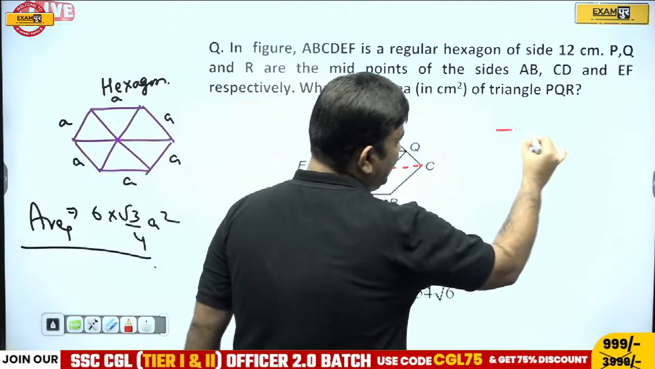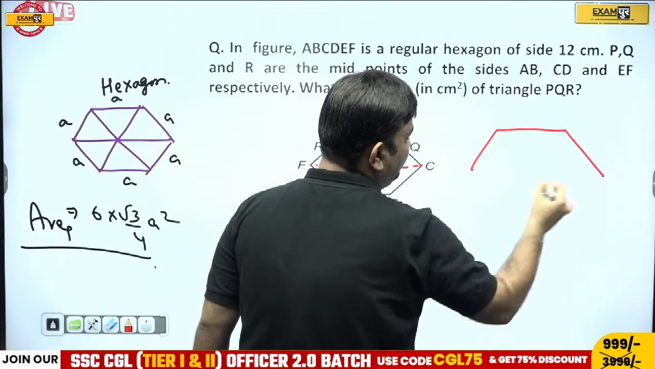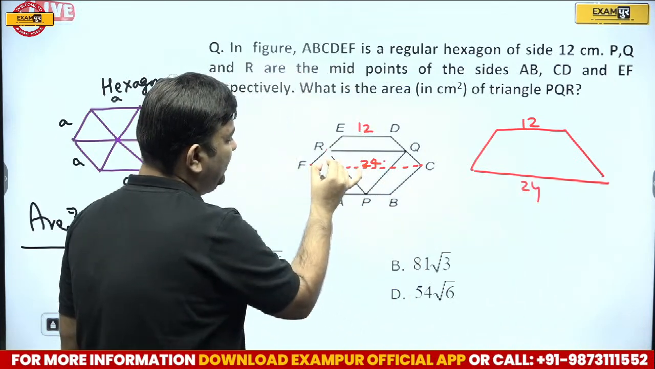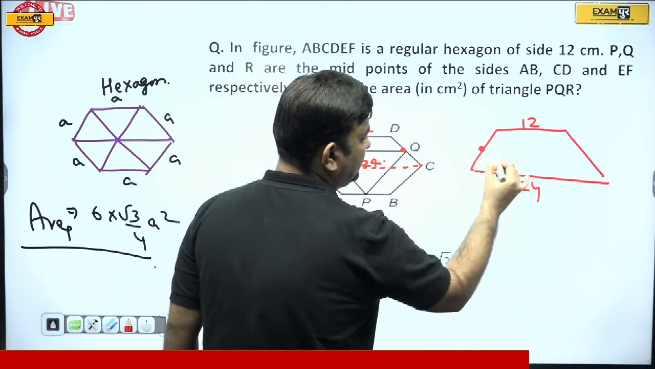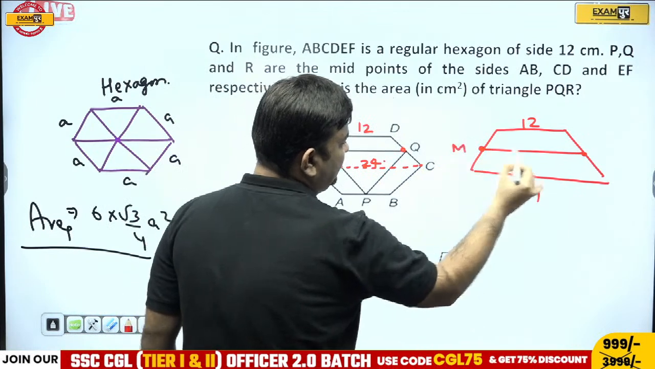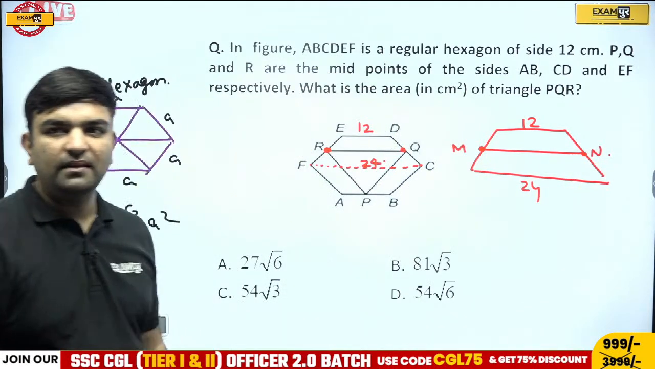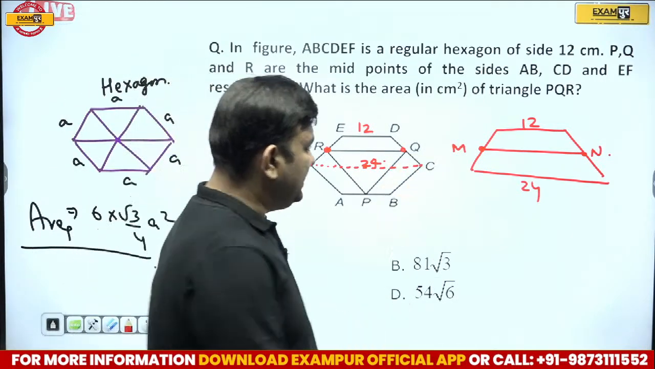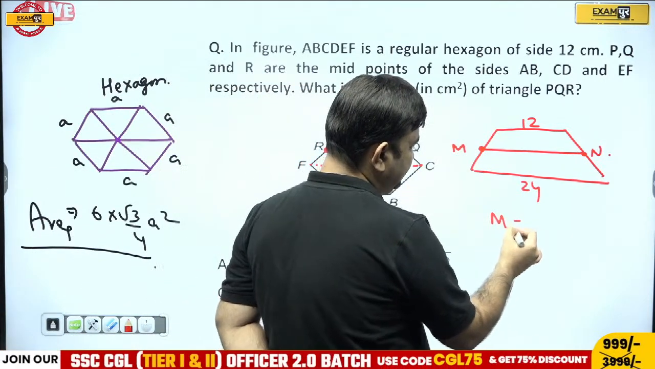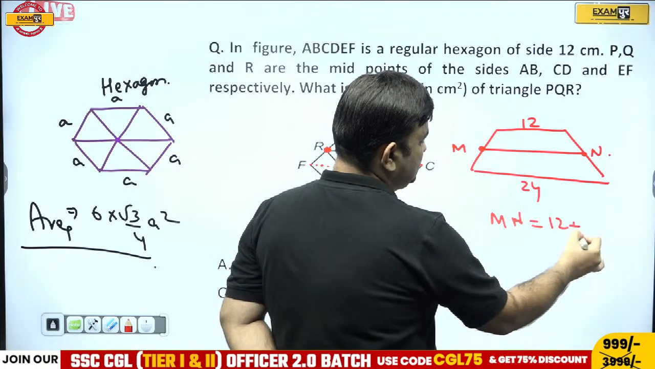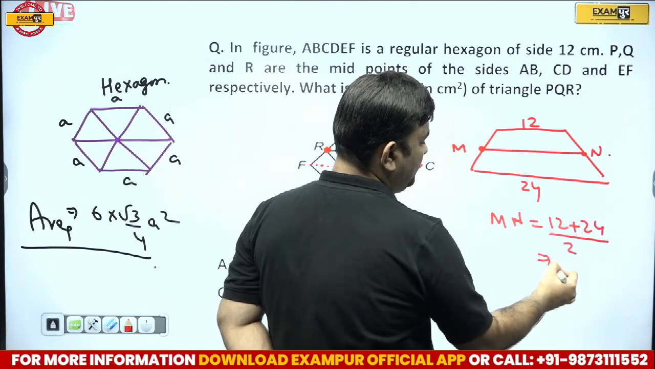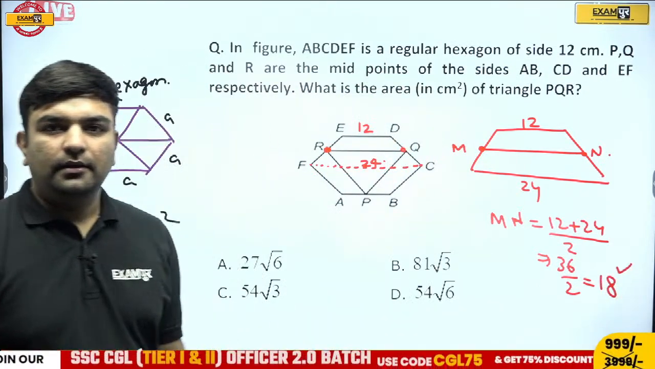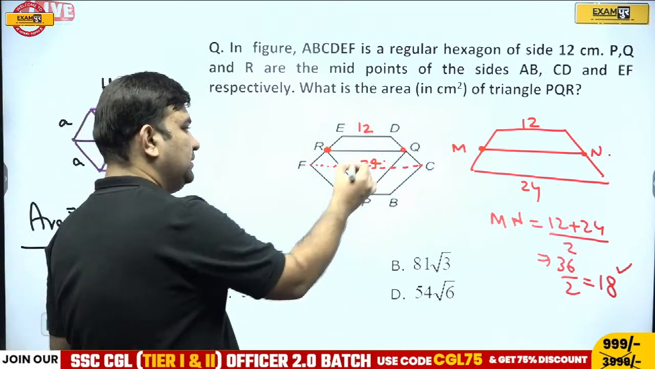If you have seen the trapezium with me anytime, this is the midpoint segment of the trapezium. What is the length of the midpoint segment of the trapezium? It is the sum of both sides divided by 2, the average of both sides, 18.